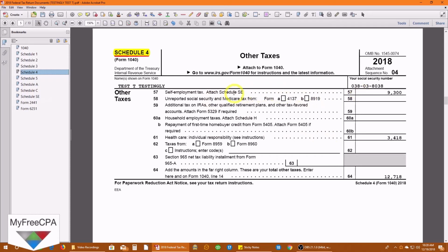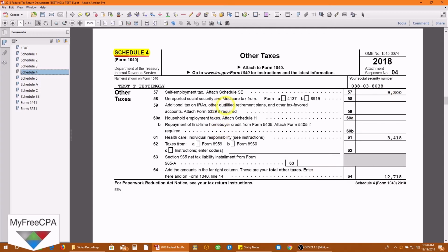Self-employment tax. You have to add Schedule SE for self-employment. There's a whole schedule to figure that self-employment tax out. That number is going to go from Schedule SE to Schedule 4 to the 1040. Okay? But that's going to be calculated here. So we have our 9,300 of self-employment tax.